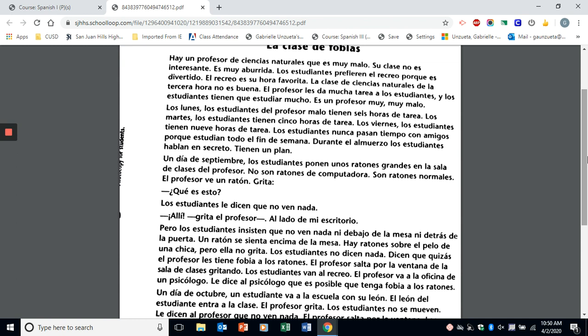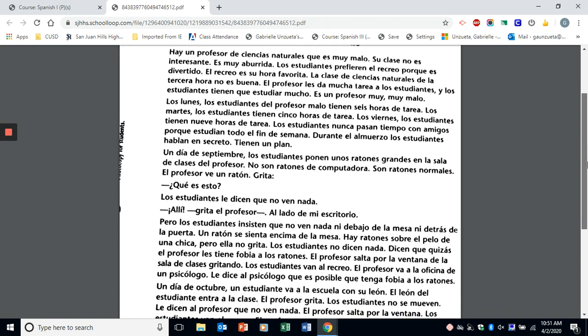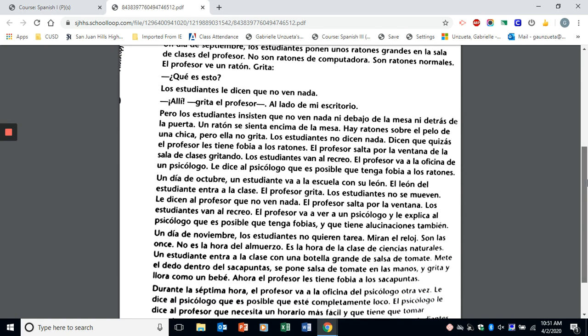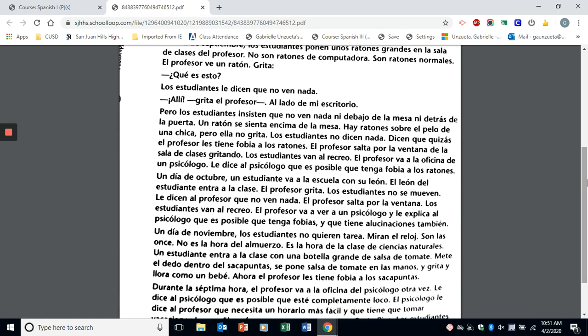Once again, we're going to go back and translate. One day in September, the students put some big mice in the classroom of the teacher. They're not computer mice. They're real, normal mice. The teacher sees a mouse and he screams, "What's this?" The students tell him that they don't see anything. "There," shouts the teacher, "next to my desk." So grita is a new verb for you. That's the verb to shout. Grita. Gritar, to shout.